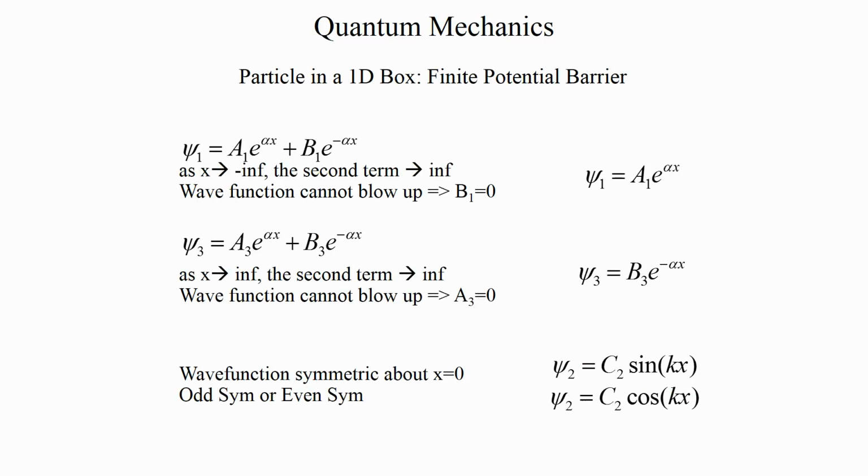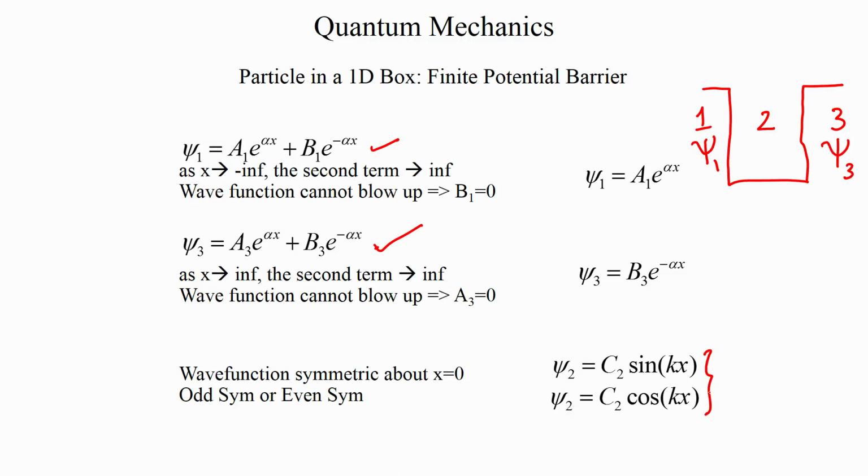Okay, so first let us take region 1. Let me redraw the box here. That was my region 1, that is region 2 and that is region 3, and for reasons mentioned before, this is the general solution for the wave function in region 1. This is the solution for the wave function in region 3, and for region 2 you have sines and cosines. Now, let us take region 1 first. Let us not worry about regions 2 and 3, let us just take region 1, which is this region here.